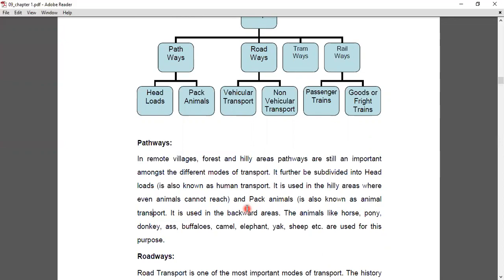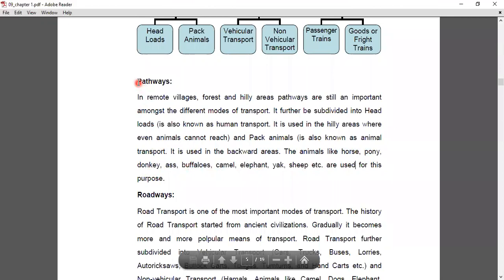So it is available in hilly areas, for example in Kedarnath or Badrinath, where this type of human transport is available as a head load. Okay, and pack animals, like animal transportation, are used in backward areas. Animals like horses, ponies, donkeys, asses, buffaloes, camels, elephants, yaks, and sheep are used for this purpose. So the pathways and the sub-classifications, head loads and pack animals, are generally used in forest as well as hilly areas.